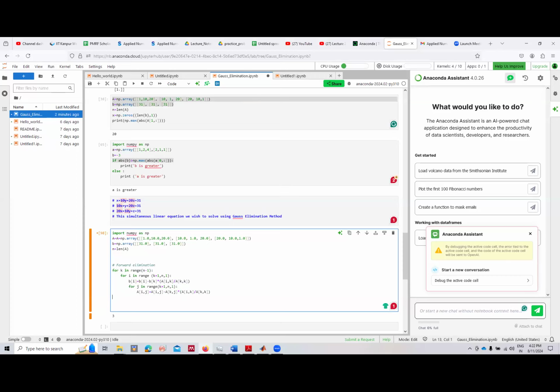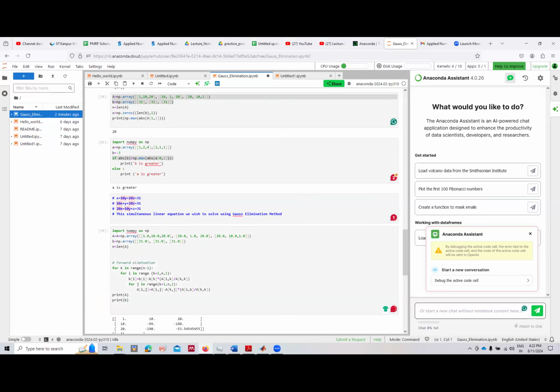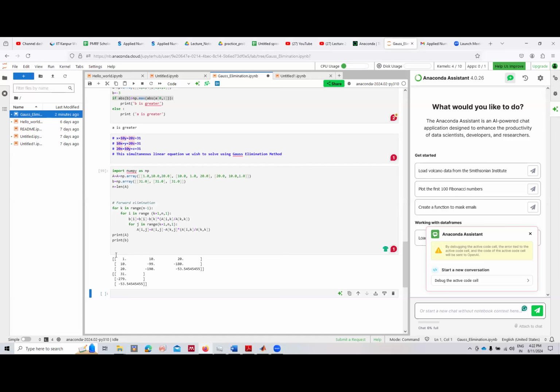Now I have done the forward elimination. Suppose I just want to check what is the value of A and B after forward elimination. So I simply do shift enter. Okay, so this is my value. Equation 1 remains same. Equation 2 element changes. This becomes 99. This becomes 180. This 190, and this is 53 point something. And here B first remains same. Second rows change, third row change.